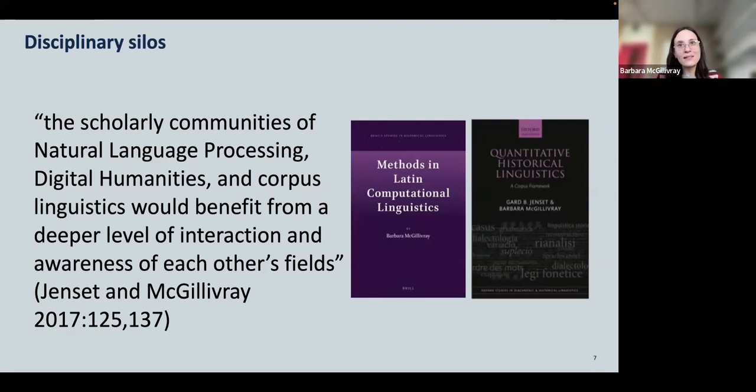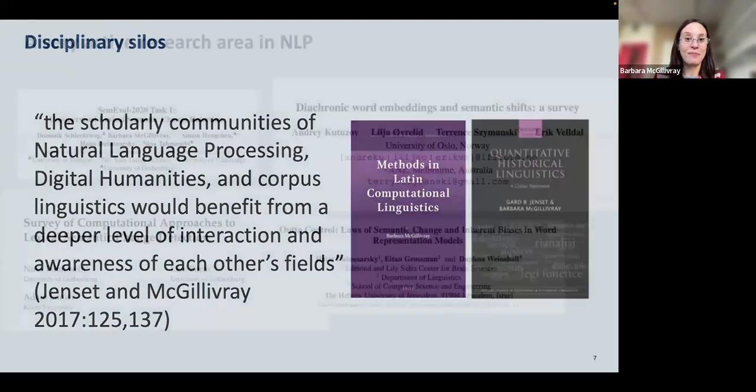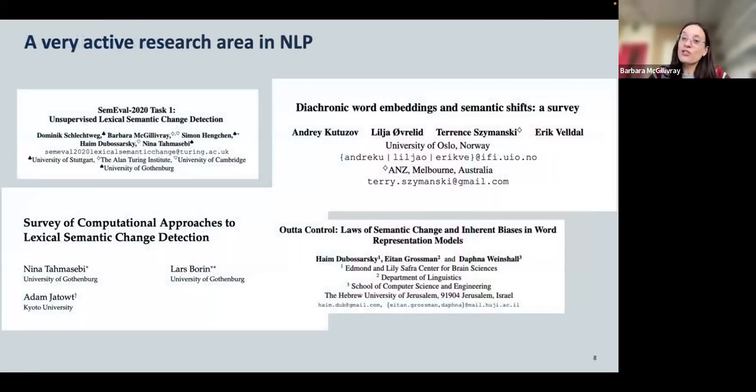And semantic change is an area where this interdisciplinary collaboration really makes a difference, as I hope I will be able to show you today. So in natural language processing, the area of semantic change detection has attracted quite a lot of interest in recent years. This is just a sample of a few of the many papers that have been produced in the past 10, 15 years on this topic.